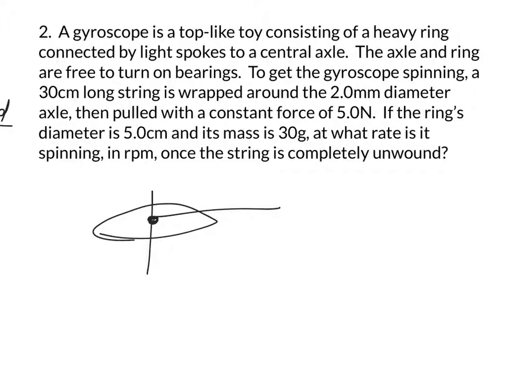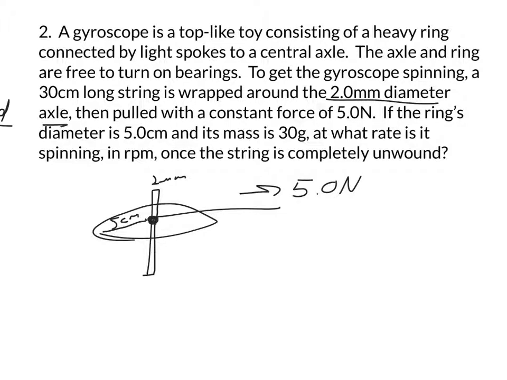It's wound around the axle itself, so the spinning axle that you wind the string around is very small, 2 millimeters. And you pull it with 5 newtons of force. They tell us the diameter of the whole ring, so the ring itself, outside of the axle, has a 5 centimeter diameter. And the axle only has a 2 millimeter diameter.